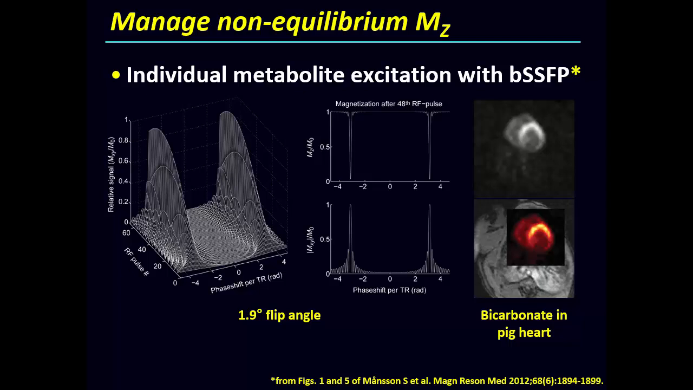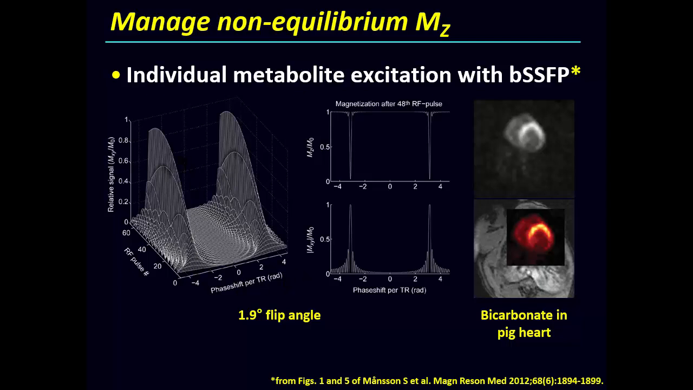Now, the last thing I wanted to show in this category was something that combines two of these concepts. The concept of individual metabolite excitation with one of these efficient sequences, a balanced SSFP. It turns out that when you use very low flip angles for balanced steady-state free precession imaging, you get very narrow bands of excitation that are equally spaced in frequency. So this is over here on the left. This shows the transverse magnetization versus pulse number, and this axis here is proportional to frequency.